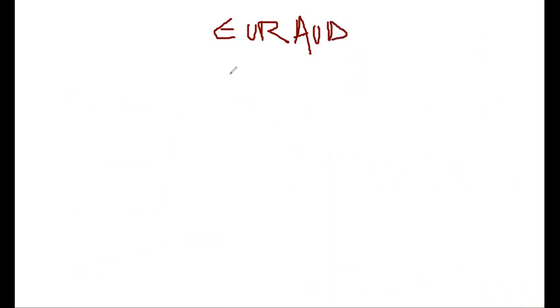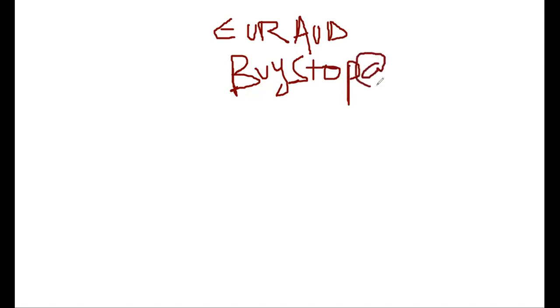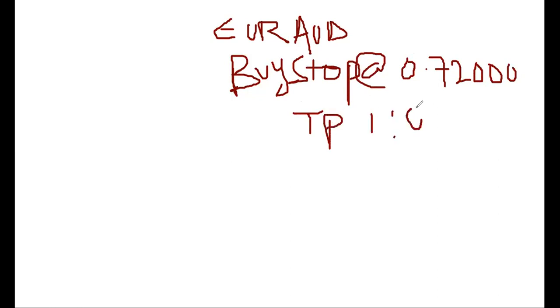And I tell her that the signal is buy stop at 0.7200. Thank God I taught everybody pips yesterday. Then let's say I make this TP1. TP1 is 0.72100.